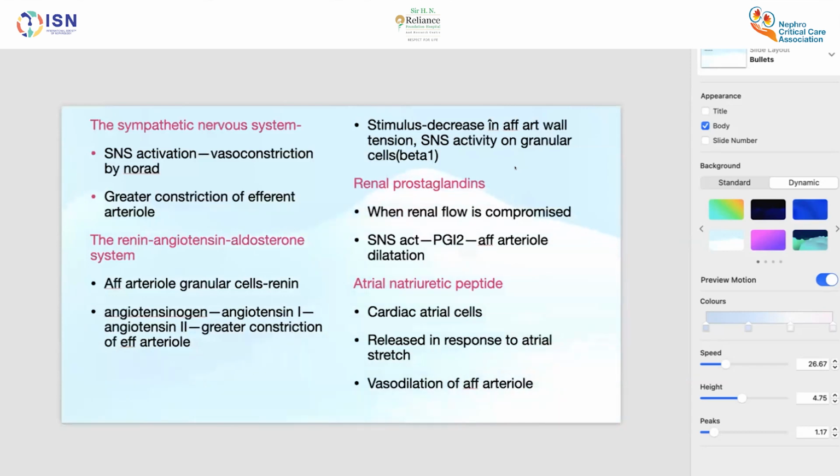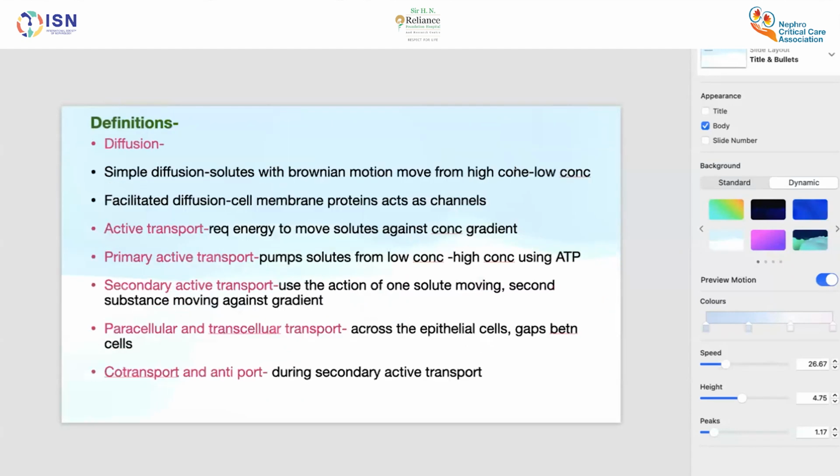Sympathetic system activation causes prostaglandin I2 release, which causes afferent arteriole dilatation. Atrial natriuretic peptide, which is secreted by cardiac atrial cells, is released in response to atrial stretch. It causes vasodilation of the afferent arteriole, causing increased renal blood flow.